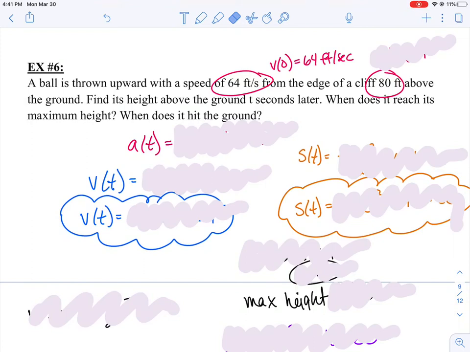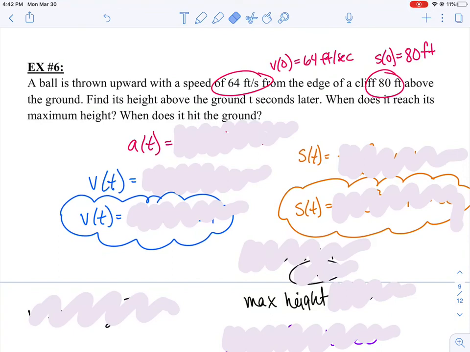And it says here, it's thrown from the edge of a cliff that's 80 feet above the ground. So at the very beginning, my position is 80. So isn't that an initial position? So when t equals 0, my position is 80 feet. So I have a couple different initial positions, or initial conditions, I should say.